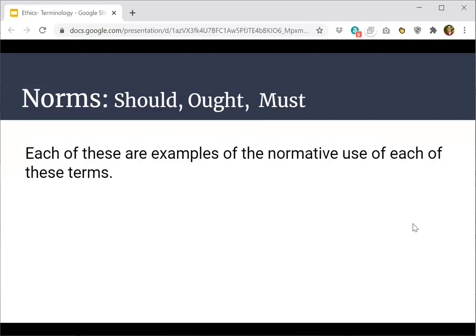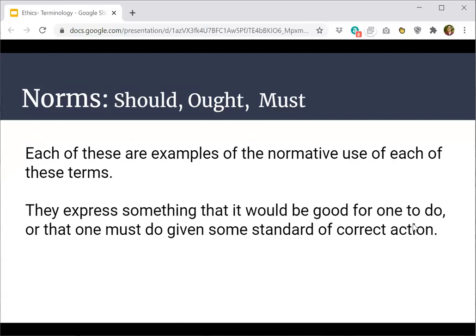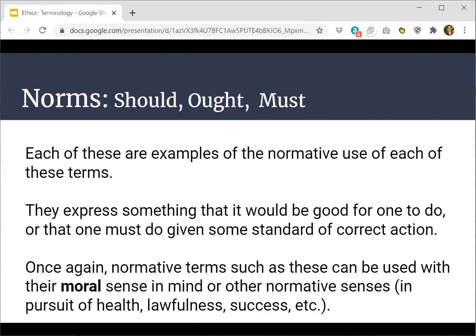Each of these are examples of the normative use of each of these terms. They express something that it would be good for one to do or that one must do given some standard of correct action. Once again, normative terms such as these can be used with their moral sense in mind or other normative senses, for example, in the pursuit of health, lawfulness, success, etc.